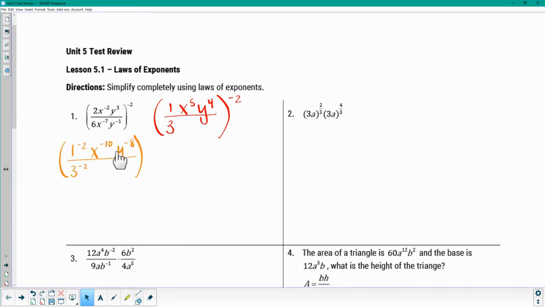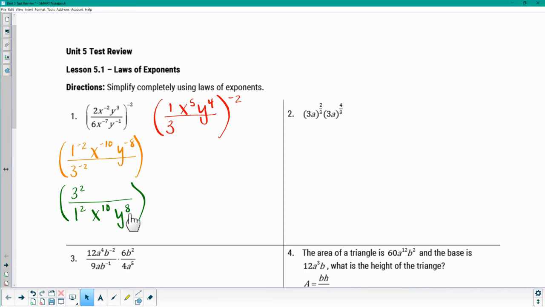Now, remember, a negative exponent tells you that the term is in the wrong position. So I do need to arrange some things. So my 3 to the negative 2 moves up to the top. The 2 becomes positive. Similarly, for 1 to the negative 2, it moves to the bottom, becomes positive. X to the negative 10 moves to the bottom, becomes positive. Y to the negative 8 moves to the bottom and becomes positive.